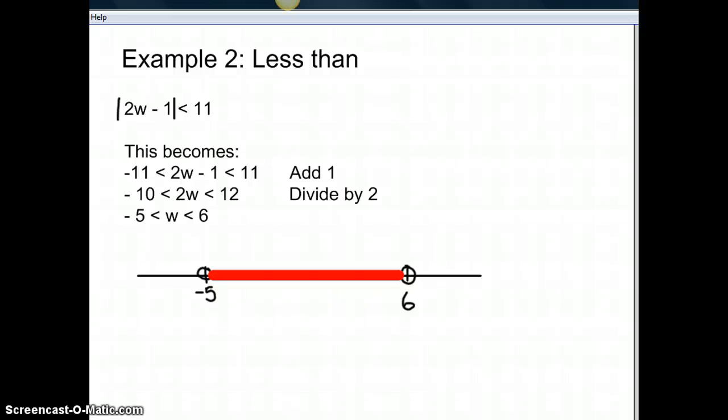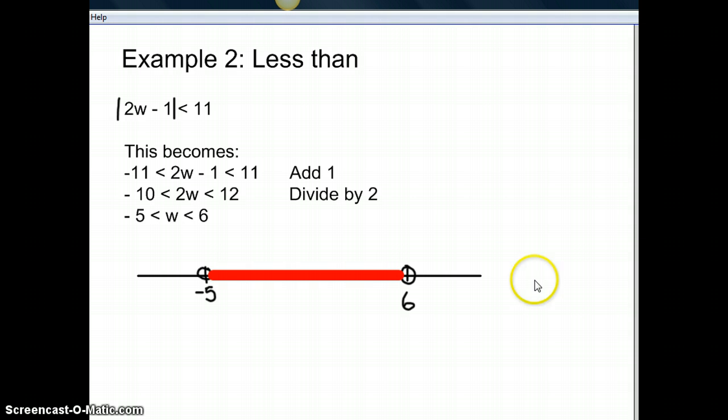To solve it, you solve it just like you were doing in 6-4 in our previous sections. You're going to add 1 because we want the w's all by themselves. You're going to try to isolate the variable here. So it becomes negative 10 is less than 2w is less than 12. Then divide by 2. So you get negative 5 is less than w is less than 6.